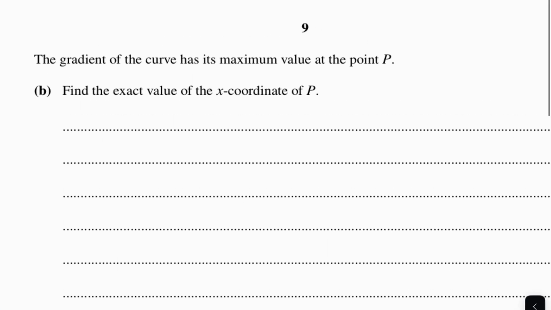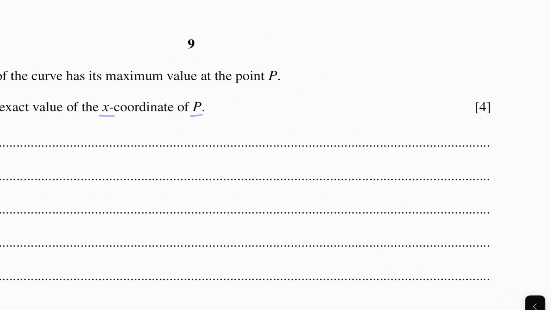Now let's attempt part B, where we have to find the exact value of the x-coordinate of P. What is P? The gradient of the curve has its maximum value at the point P. So the idea here is that, say you've been given a curve equation of y and say that it has a maximum value at m. So we know that dy over dx will equal 0.